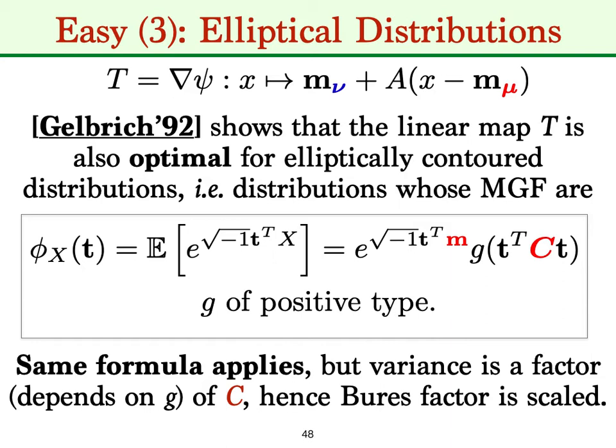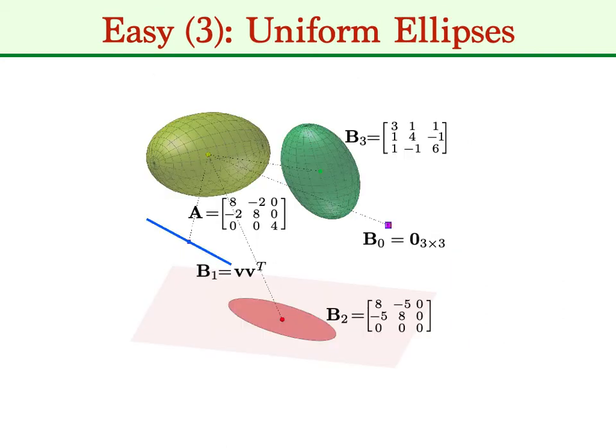So this doesn't mean that two elliptically contoured distributions can be transported in closed form. It just means that if you take two distributions in the same elliptic family, then you can have the transport in closed form. And a very simple and nice application of this is between ellipsoids, for instance.